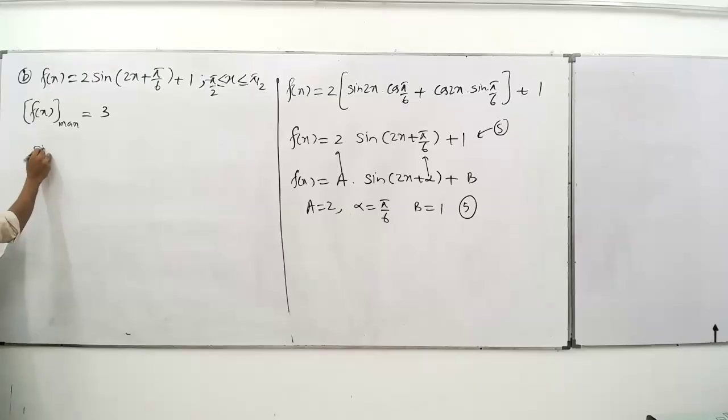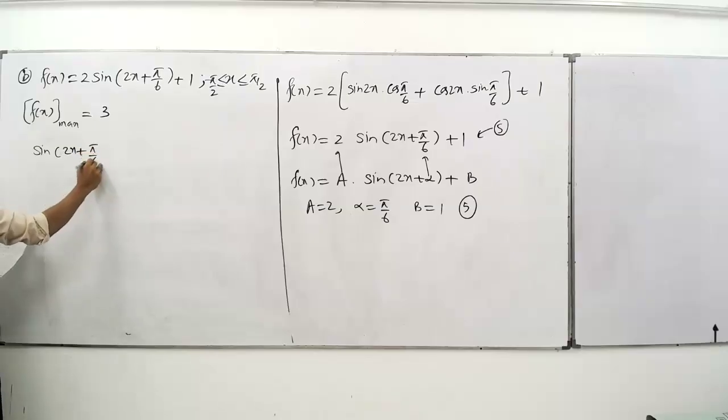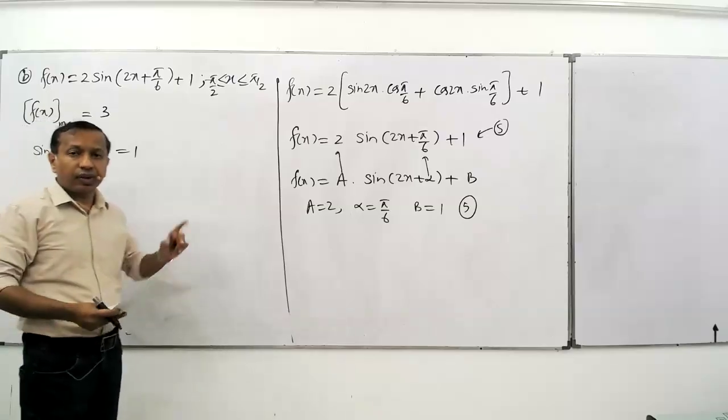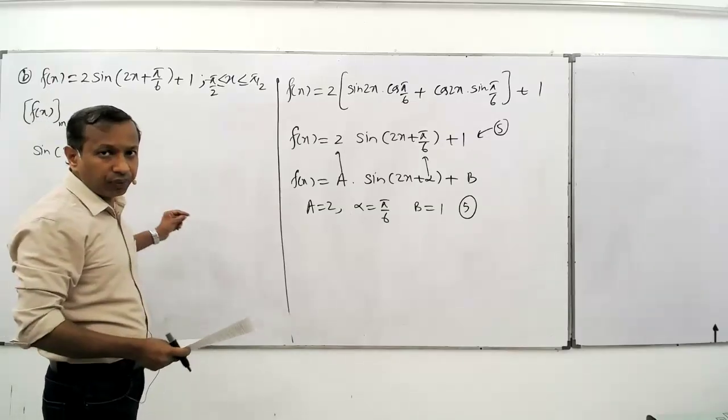Then equate this sine(2x + π/6) to 1. Okay. Then calculate the x value.